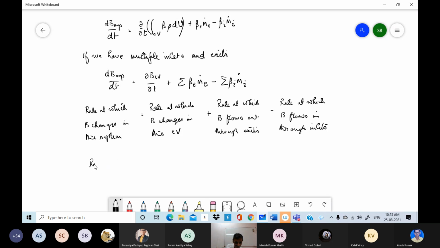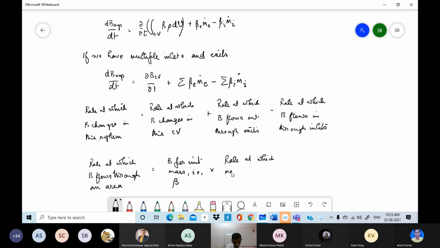And the rate at which B flows through an area: B is an extensive quantity, so it is the B per unit mass into the rate at which mass flows through the area. So that is what gives you these expressions.